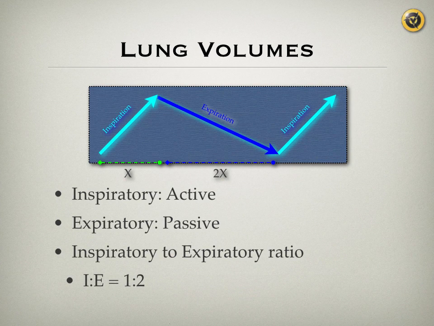Our inspiration is an active process where we store energy in the elastic recoil of the lung, followed by expiration, which is a passive process, and that's why it takes longer. Usually the I to E ratio is 1 to 2 or 1 to 3 in normal breathing subjects.